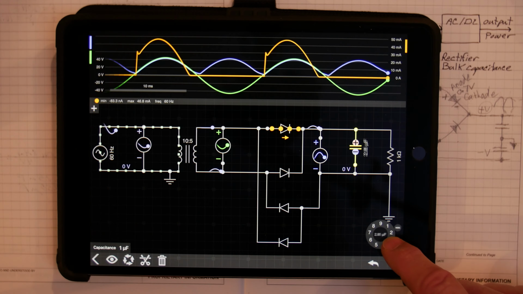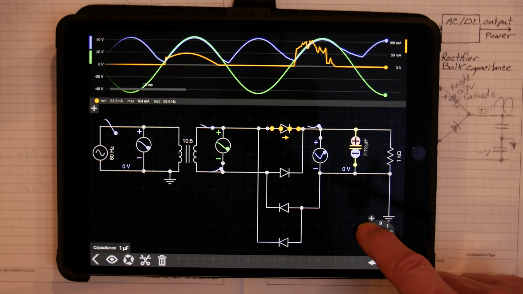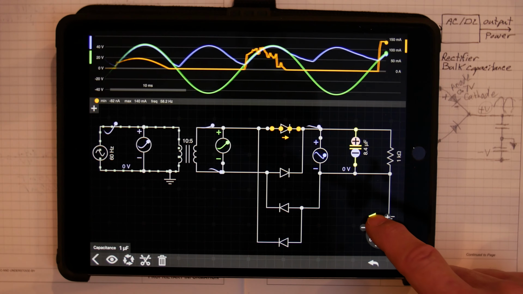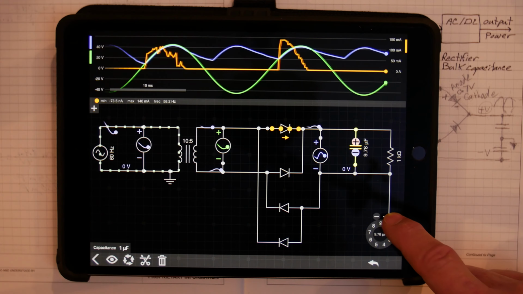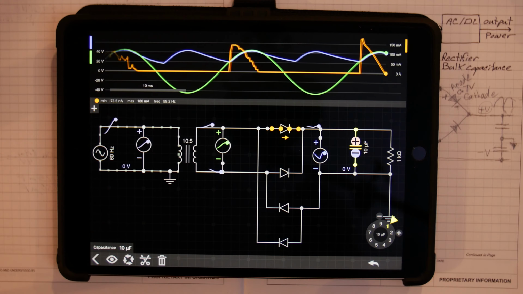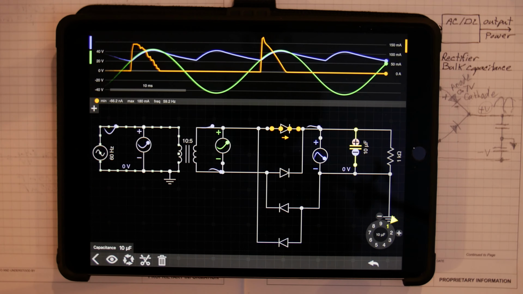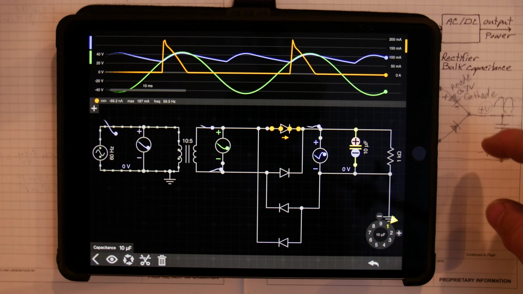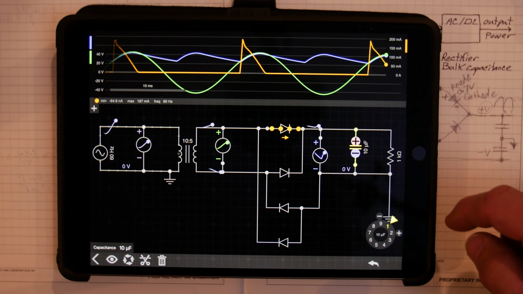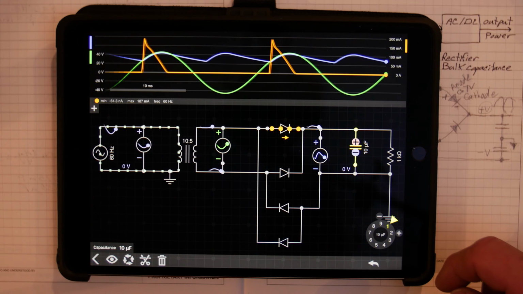Okay, we're going to go up to 10 microfarads, from 1 to 10. Just jump right on up there. Okay. So at 10 microfarads, we're at 200 milliamps. Well, it's 187 milliamps to be more precise.